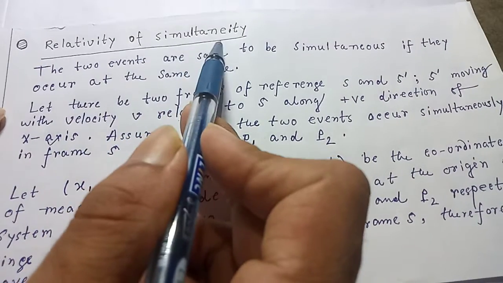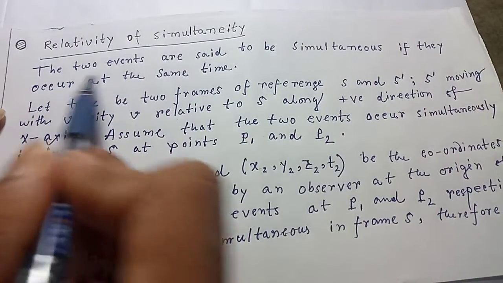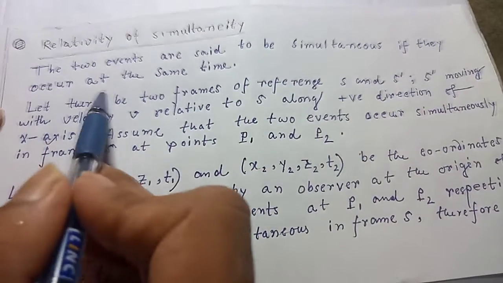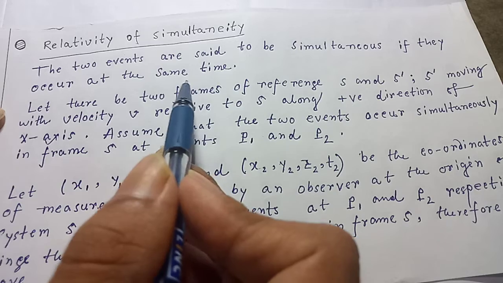Relativity of simultaneity. Two events are said to be simultaneous if they occur at the same time.